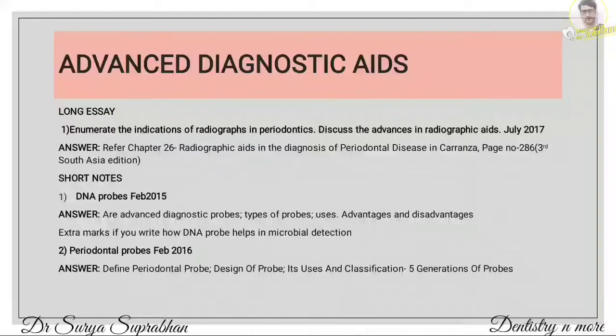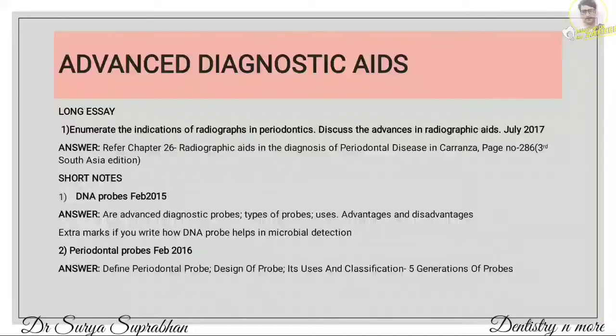And then coming to the second part of the question, that is discuss the advances in radiographic aids. For that you can write about CT, MRI, CADIA, CBCT, then radioisotope scanning, then about the subtraction radiography, and then also about the digital radiography, and at least about 2 to 3 lines about each of all this.